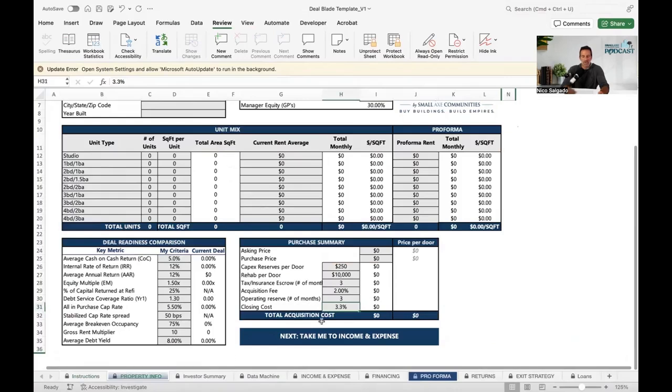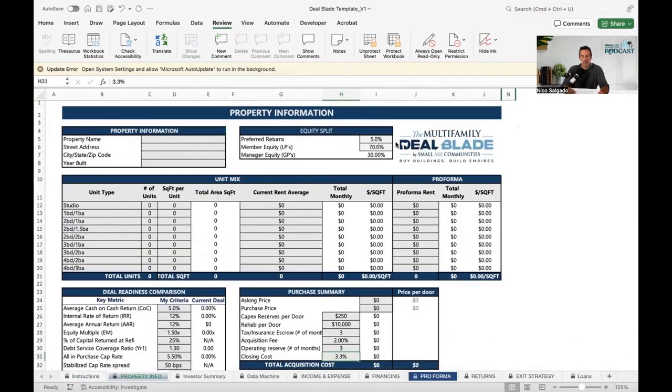Now we go back to the property info tab. On the top of it, you can set the split. You're going to do a 5% preferred return, 6, 7, 8, whatever preferred return. You input that here. And then the split thereafter, LPs get 70%. In my case, 30% to the general partnership team.